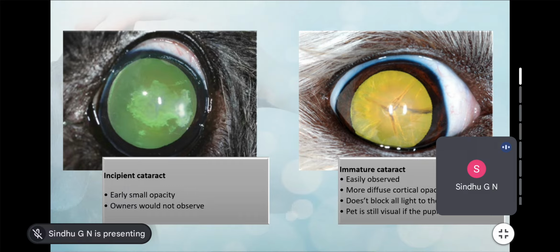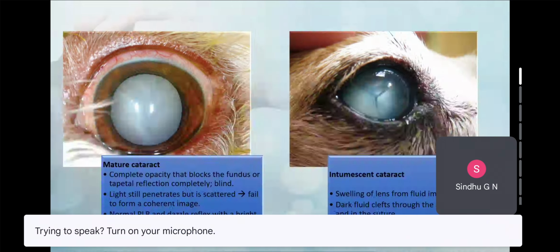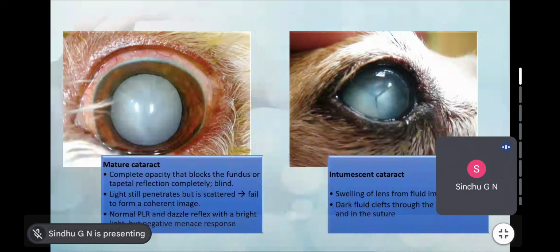Then the mature cataract comes. That means complete opacity. There won't be any light entering into the fundus, so the pet will be obviously blind. And there will be normal PLR and dazzle reflexes with bright light, but menace response will be absent. Dazzle means when you show light, the blink reflex.